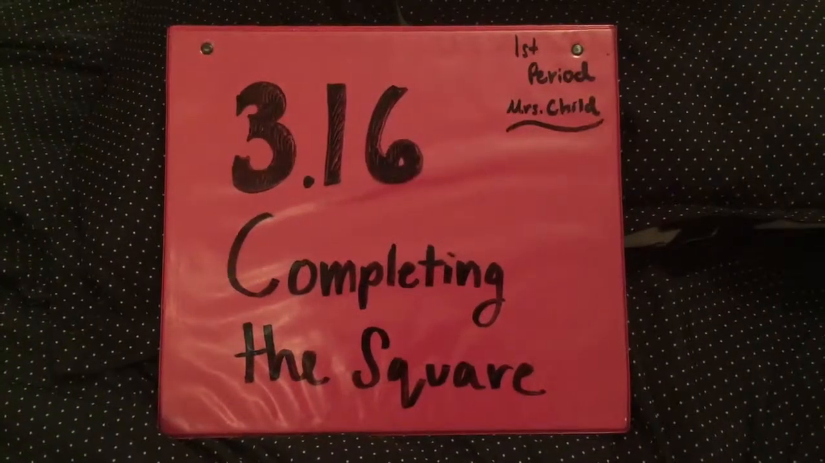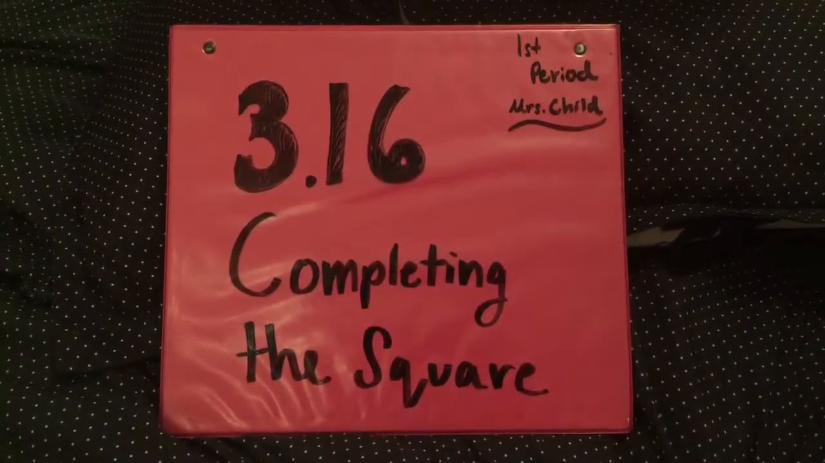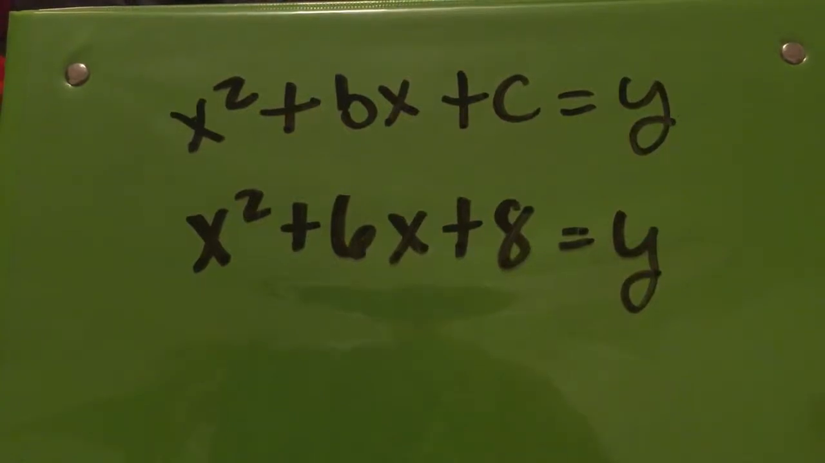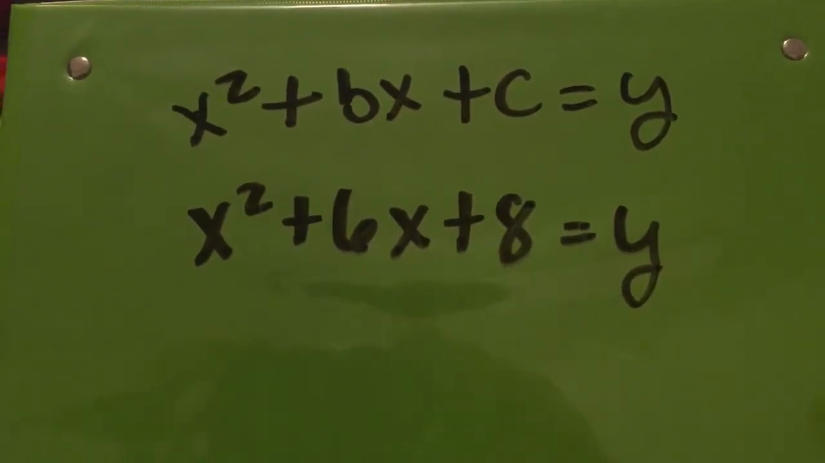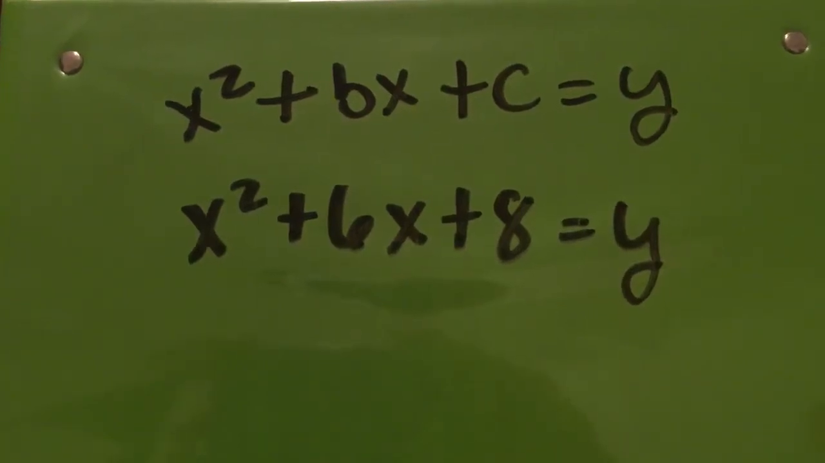In this video, I'll be explaining Unit 3.16, which is changing a trinomial into vertex form by completing the square. Okay, first let's start with parts of a trinomial. The basic format of a trinomial is x squared plus bx plus c equals y.